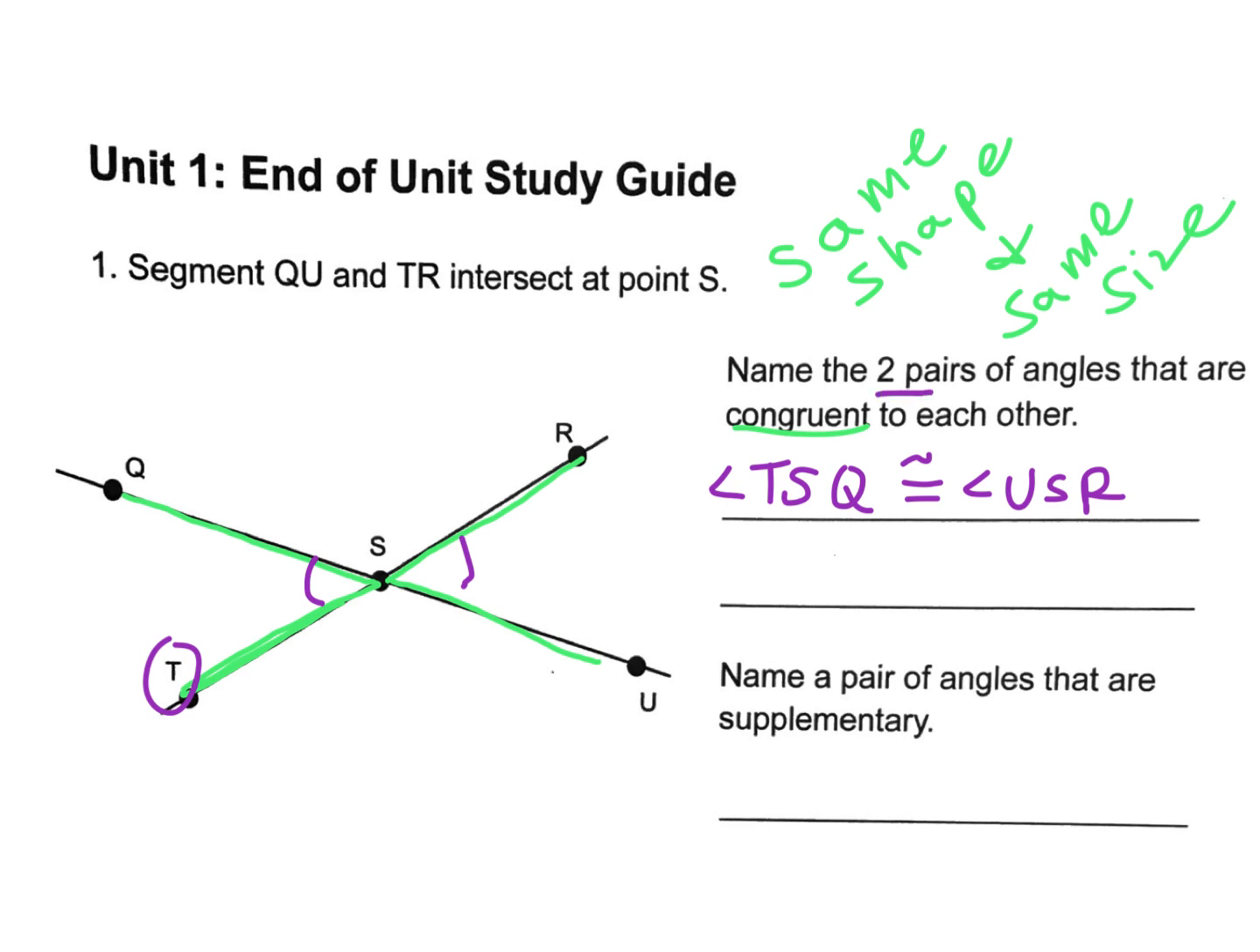I need two pairs. So another set of vertical angles in the picture are right across from it, down here and down here. So angle Q, I'm going to start out here, Q to S to R is congruent to the vertical angle that's right across from it, which is angle TSU.